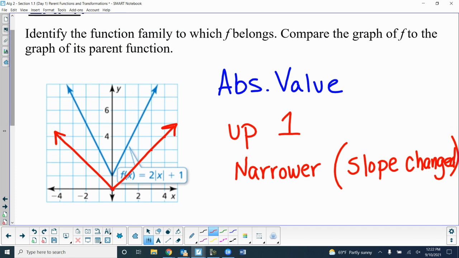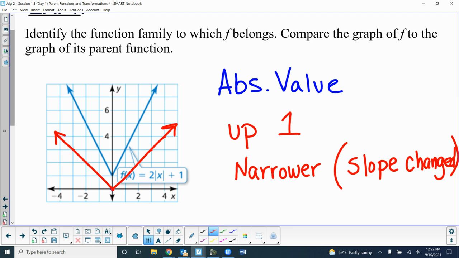So again, it was a V, so it was an absolute value type problem. So that's the family it belonged to. And then you were supposed to graph the parent function. So we always use that for the absolute value family. And then we just compare them. See what happens. Okay? So, get out your calculators.